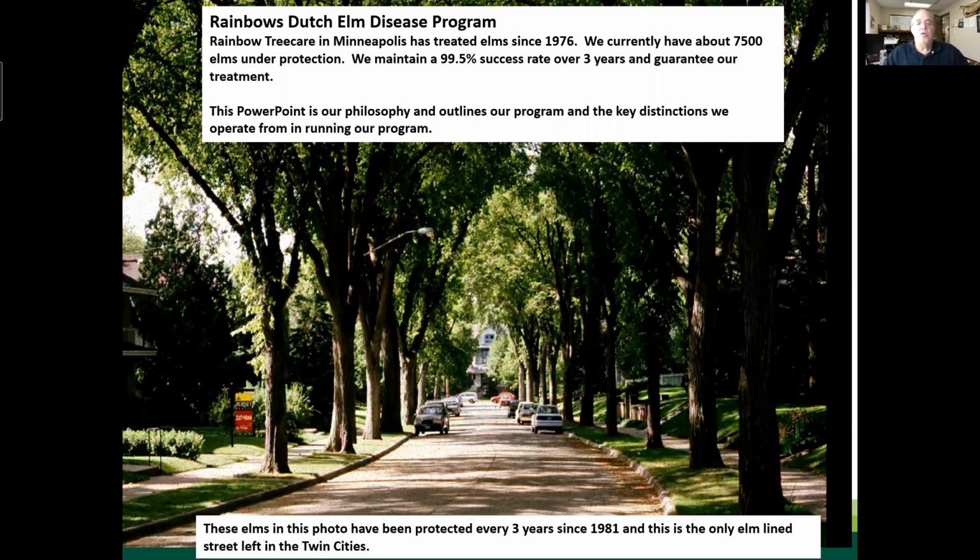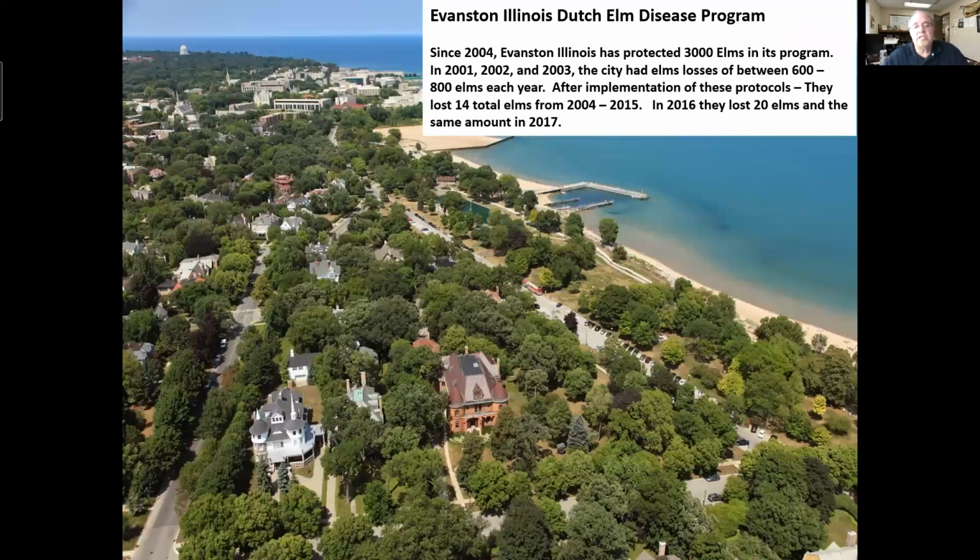So another very large account that we took on back in the early 2000s was the city of Evanston. The city of Evanston is known for their very large trees, and they were losing many trees a year, actually about 600 to 800 trees every year. I got called in and we started working with the city, and we were able to put a program together and implement it. After we implemented it, they virtually lost no trees.